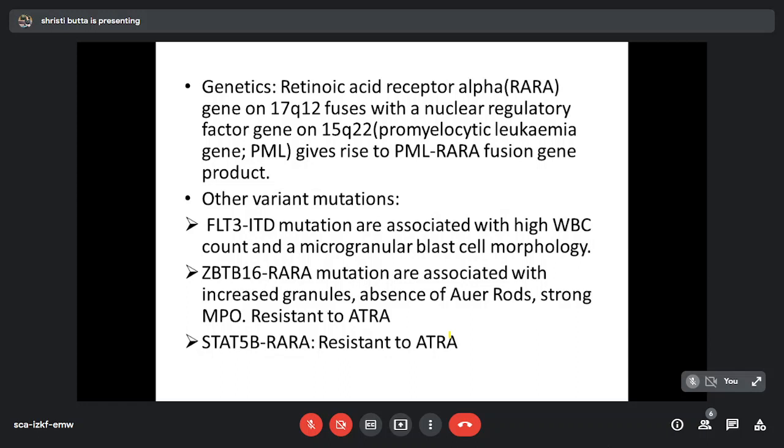But there are other variant mutations also associated with it, like the FLT3-ITD mutation. Now, these mutations are associated with microgranular blasts, okay, and have a very high WBC count, as I've already suggested, that the microgranular variant is associated with a high WBC count. ZBTB16-RARA mutation is associated with increased granules, absence of Auer rods, okay, and strong MPO positivity. And there is even resistance to the ATRA therapy, okay, whereas STAT5B-RARA mutation is also resistant to ATRA.